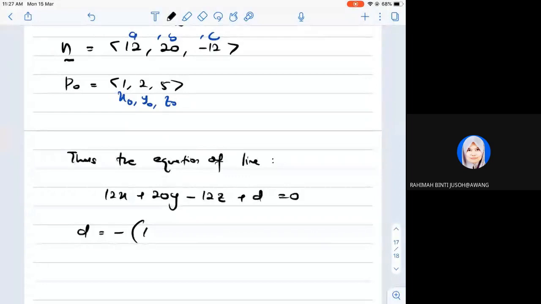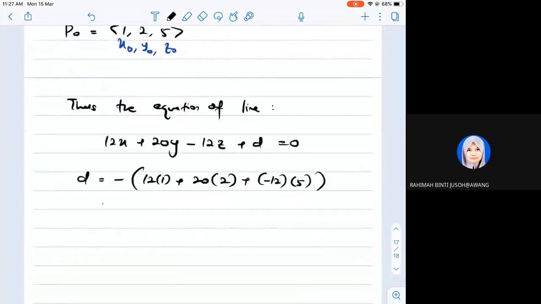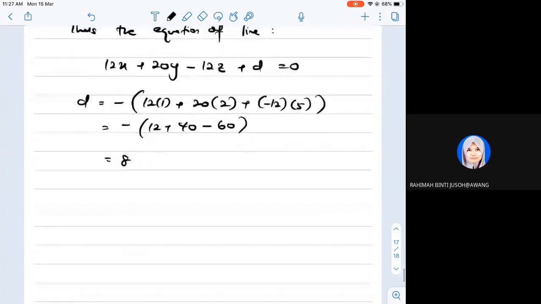So 12 times 1 plus 20 times 2 plus negative 12 times 5. Macam tu. So you all akan ada 12 tambah 40 tolak 60. So we will have negative 20. So negative 8. So you get positive 8, isn't it? Betul tak? Yes. Betul.